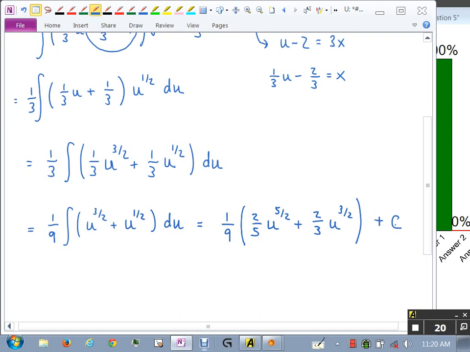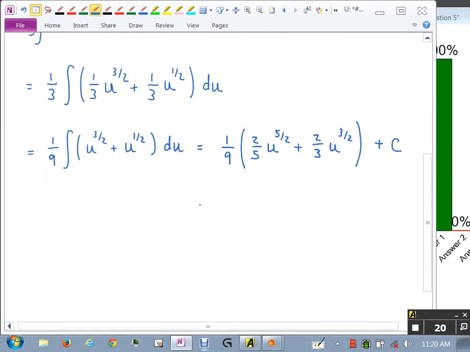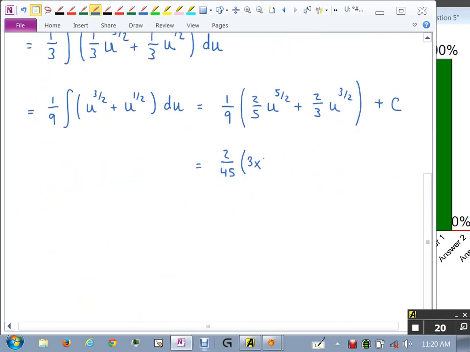And now I would distribute the 1/9 through. So we should have 2/45. Replace u with what it was. So 3x, what was it? Plus 2 to the 5 halves. And then plus 2/27, 3x plus 2 to the 3 halves, plus your constant of integration.